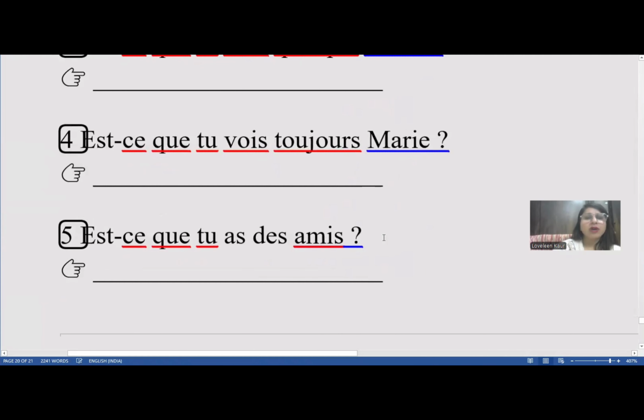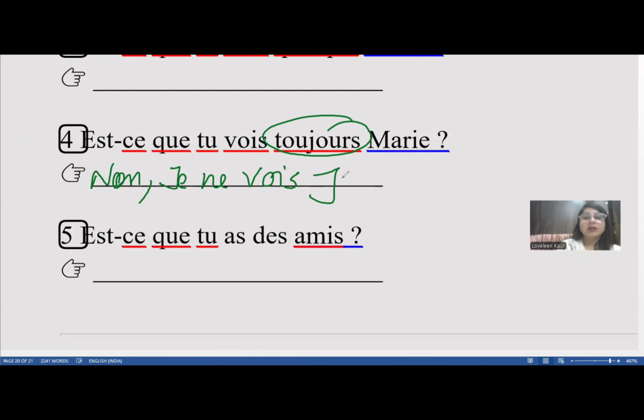Est-ce que tu vois toujours Marie? Do you always see Marie? I'll say no. Je ne vois. Toujours will change to jamais. Actually, toujours has two meanings. Toujours means still, and toujours also means always. Here, of course, I'm using it as always, so I'm saying "je ne vois jamais Marie." I never see Marie. Alright?